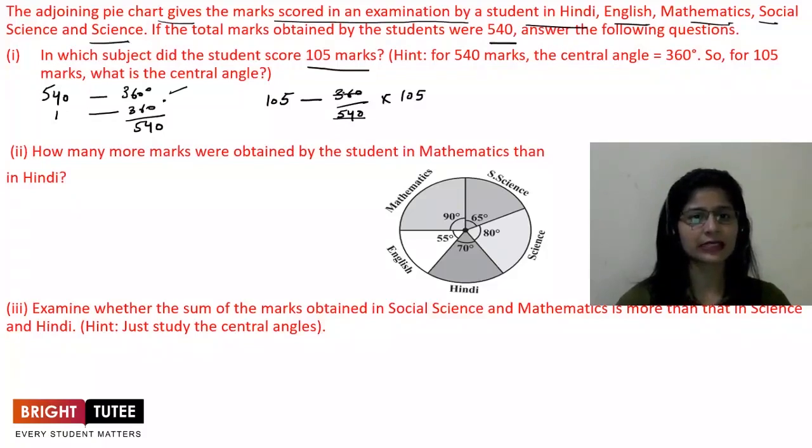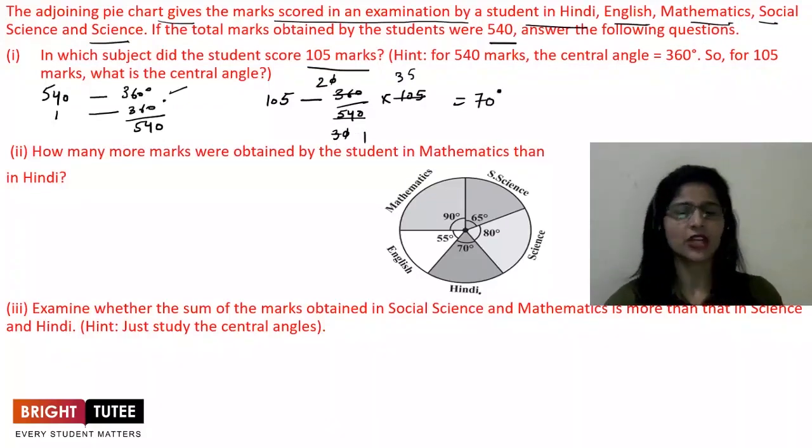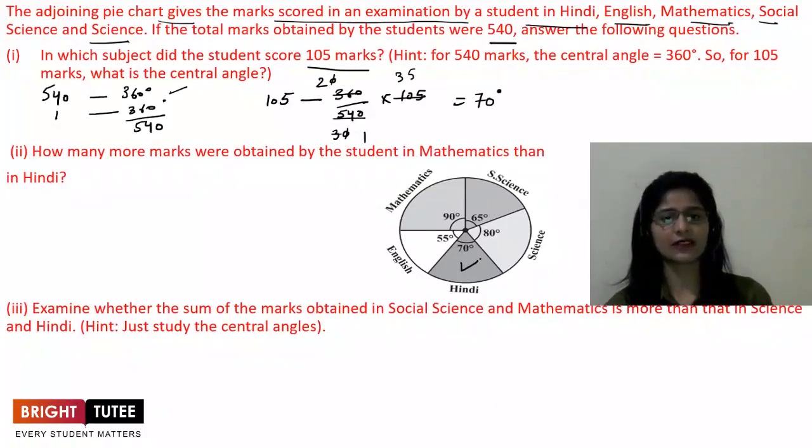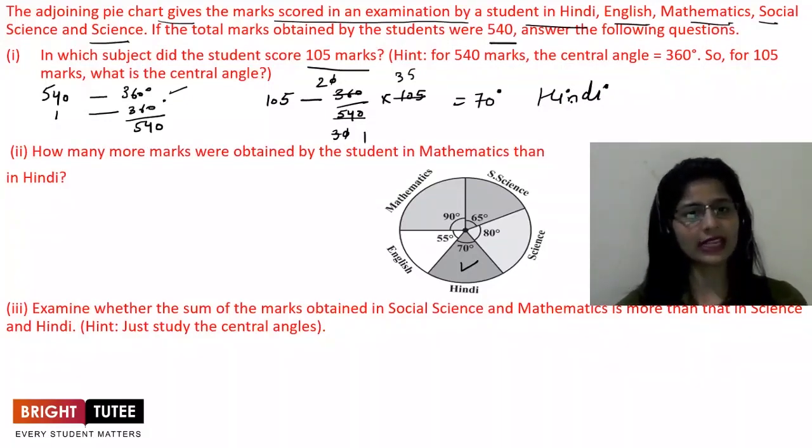Let us cancel it. 18 2s are 36, 0, 18 3s are 54 and it is 0. So now cancelling it with 0 and 0, 3 1s are 3, 3 3s are 9, then 3 5s are 15. 35 2s are 70 degrees we are getting. So you see what is 70 degrees? It is 70 degrees. That means the subject is Hindi. So 105 marks are scored in the Hindi subject. Clear?